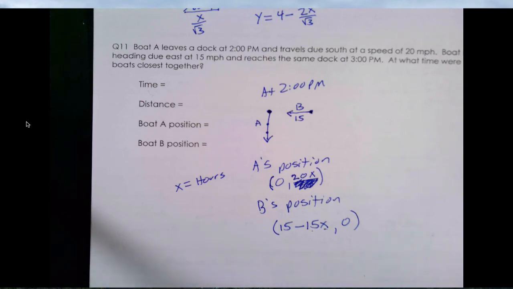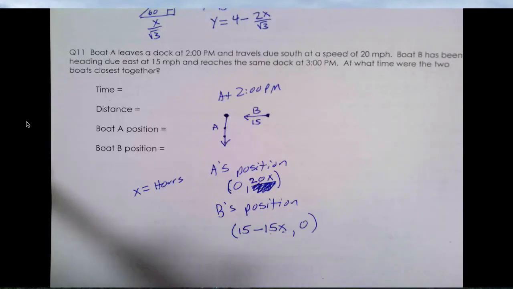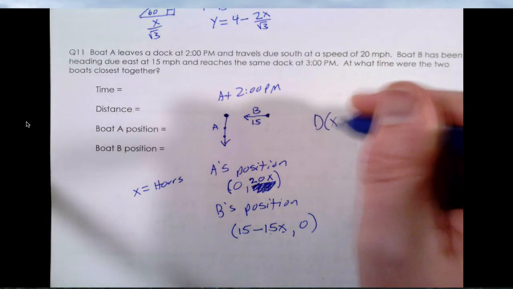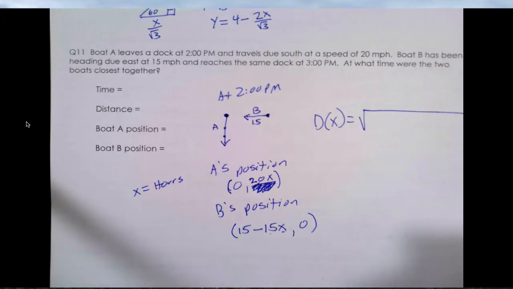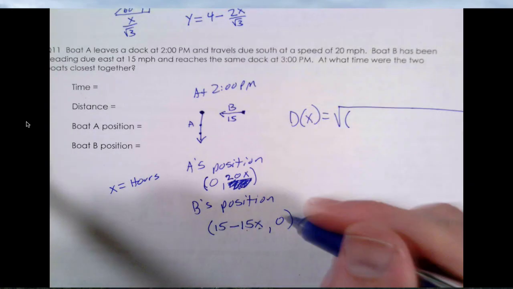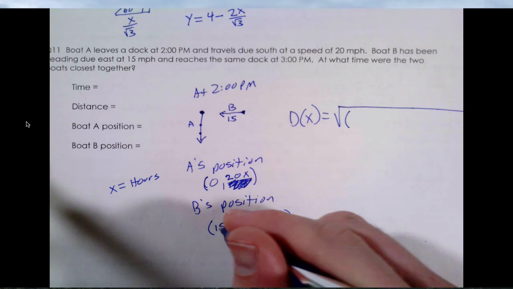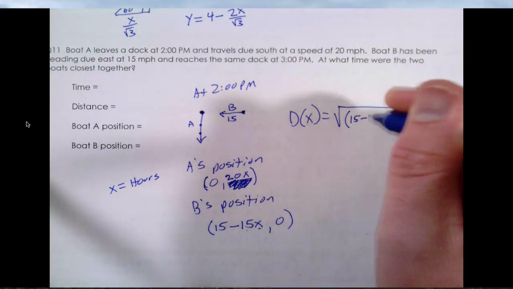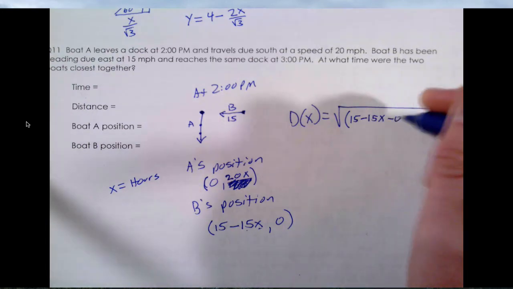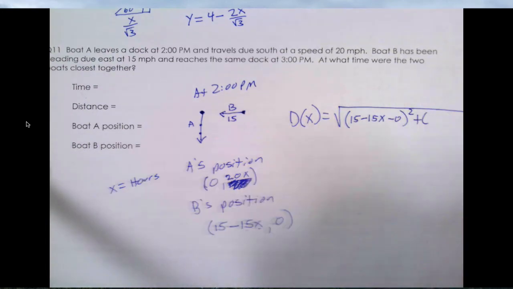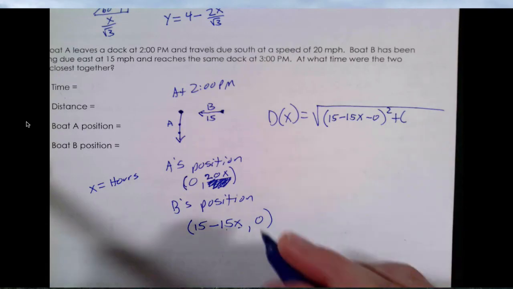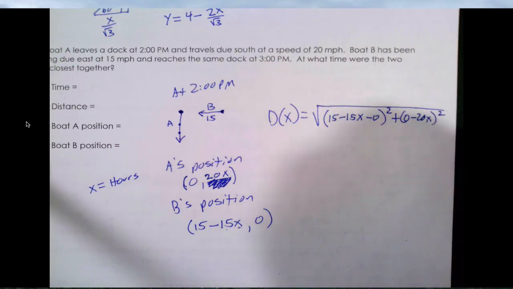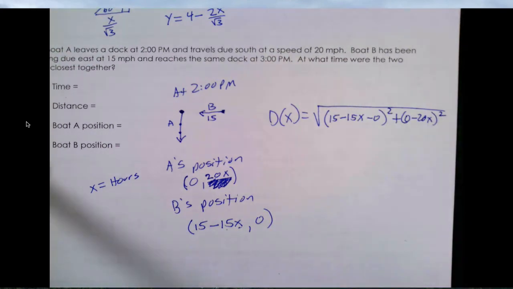Now I'm going to perform a distance formula on these. My function, let's call it d of x, is a distance formula. I take the x values and subtract them: 15 minus 15x minus 0, squared, plus the y values, 0 minus 20x, squared. This should have a minimum.